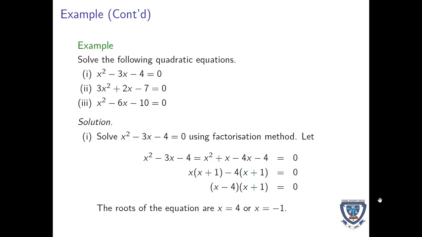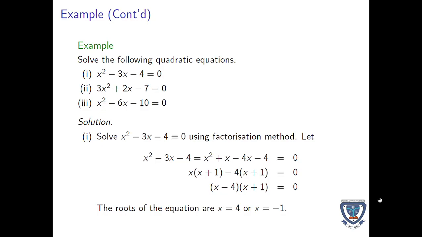Let's take some examples. We should solve the following quadratic equations: number 1, x squared minus 3x minus 4 equal to 0. Number 2, 3x squared plus 2x minus 7 equal to 0. Number 3, x squared minus 6x minus 10 equal to 0.